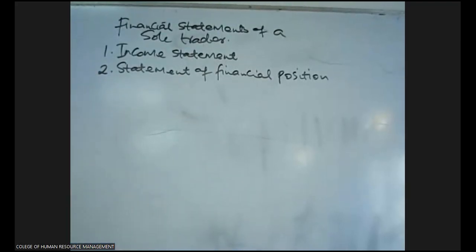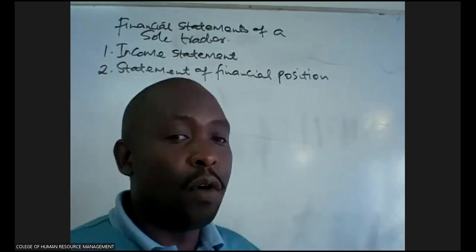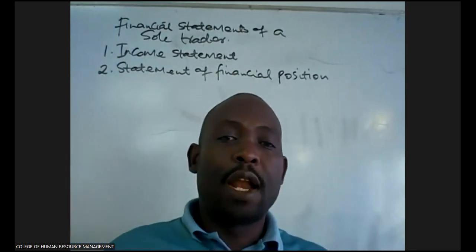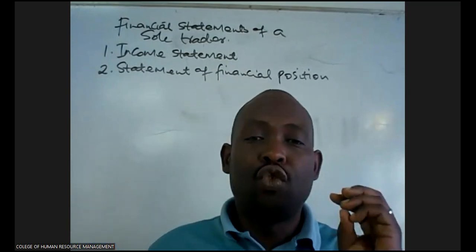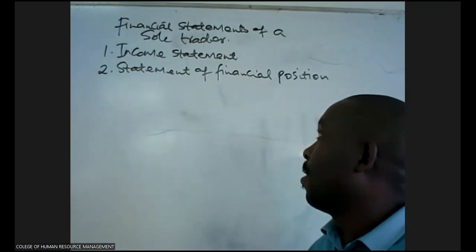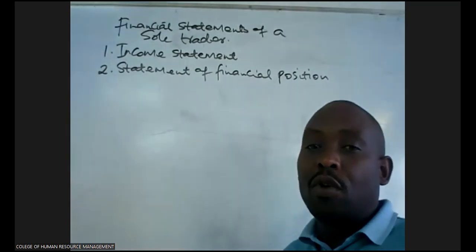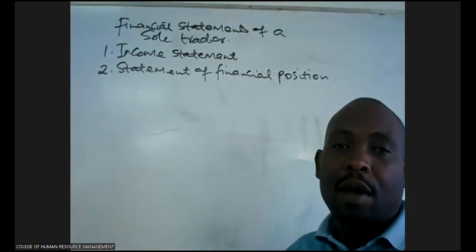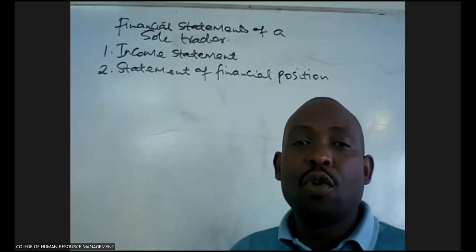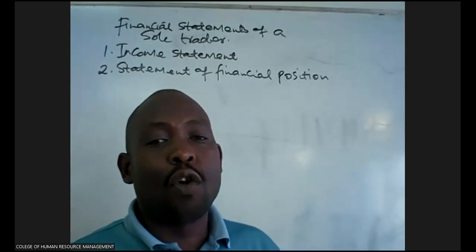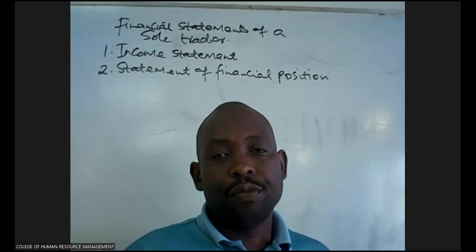For a sole trader, which is actually a form of business organization that is owned and managed by one person, they normally prepare two main statements. Statement number one is what we call the income statement. Sometimes we call it the trading profit and loss account. Sometimes we also refer to it as the statement of comprehensive income.